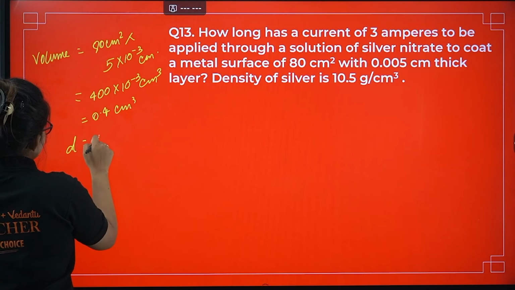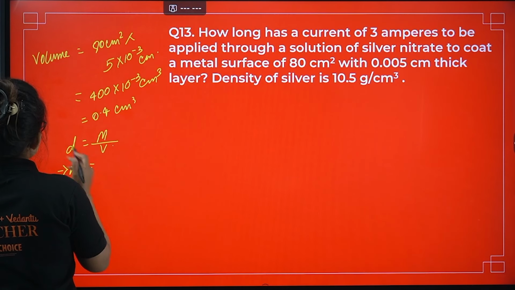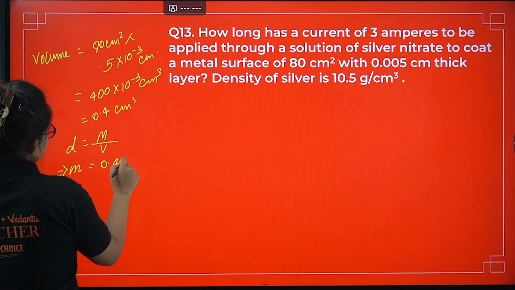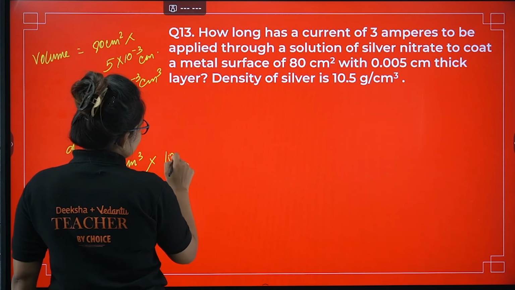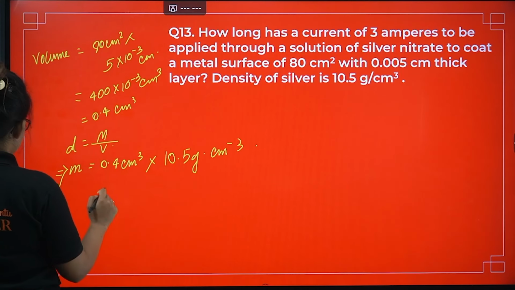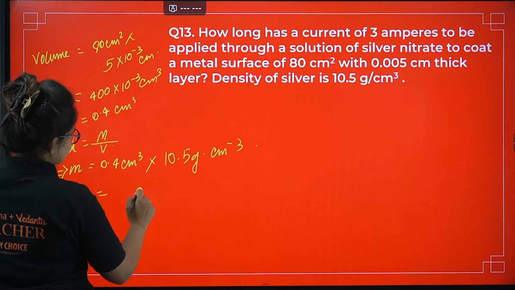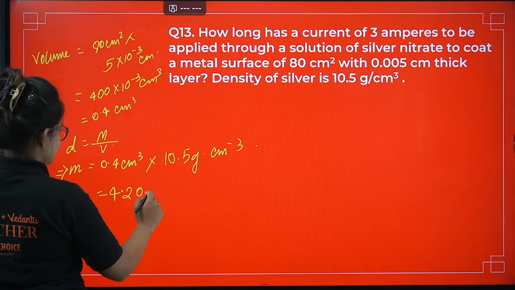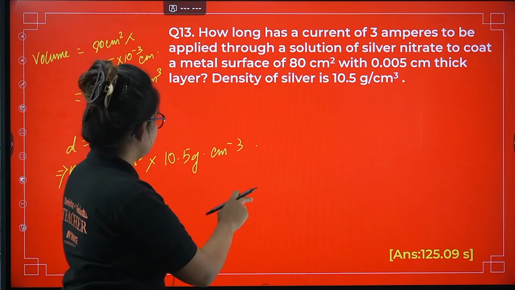Now we know D equals m by V, density equals mass by volume. So from here I can calculate mass. Mass is going to be density into volume, so 0.4 centimeter cube into density, which is given as 10.5 gram per centimeter cube. If you just do this, it will come up to be 4.20 gram. I guess this is clear. Okay, no, it's not yet done.